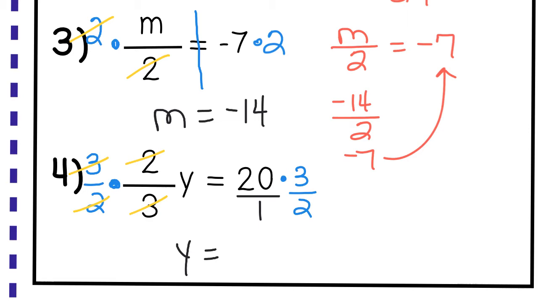I multiply my numerators and I get 60. Multiply my denominators and get 2. And 60 over 2 is equal to 30.